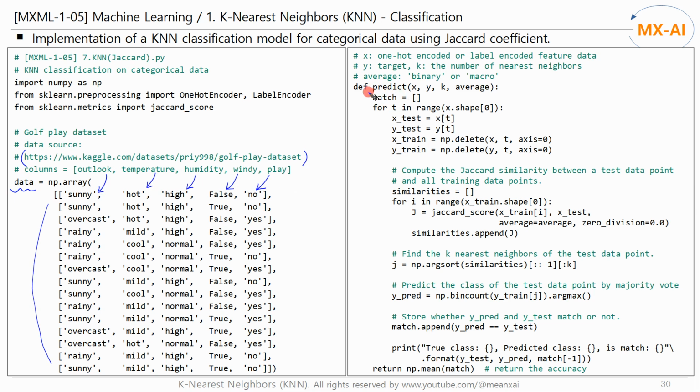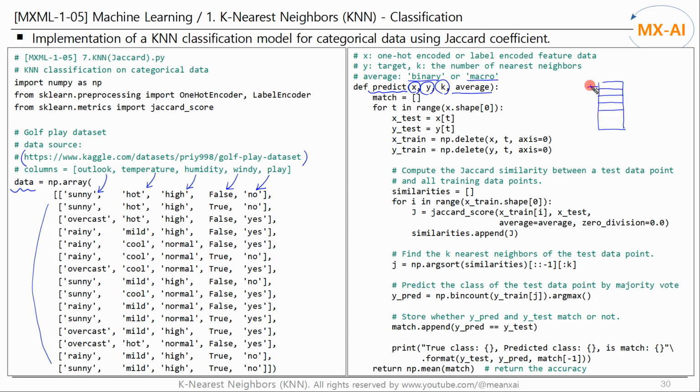Now we write a function that predicts the class of the test data. The input X is one-hot encoded or label-encoded feature data. And the input Y is the target class. K is the number of neighbors used in KNN. The input average is the argument used to compute the Jaccard coefficient and is specified as binary or macro.